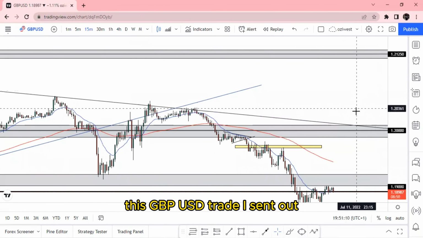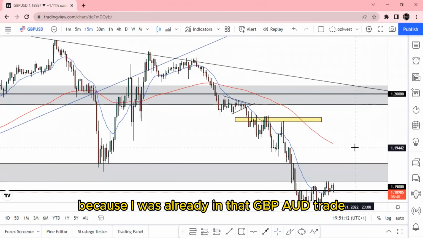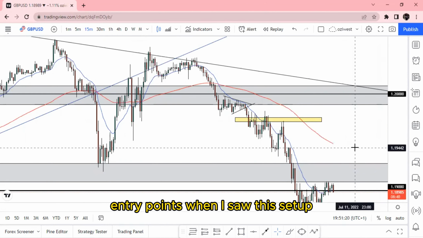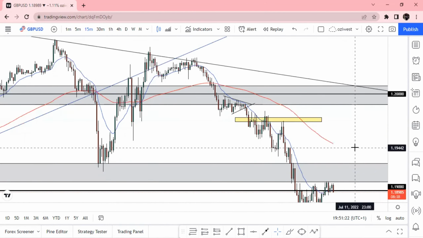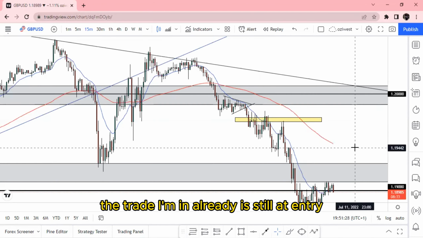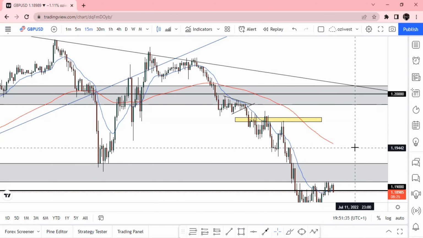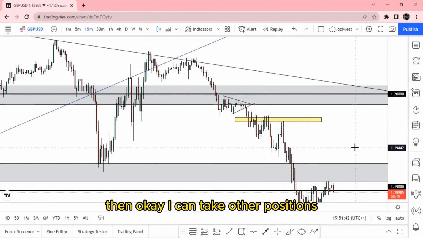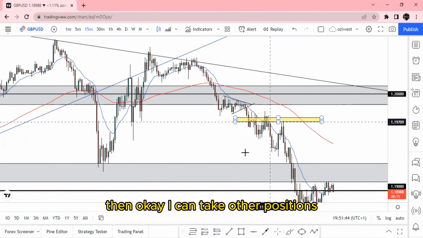This GBPUSD trade I sent out, I personally did not take the trade because I was already in that GBPAUD trade. I was already in that trade and the trade was still at entry point when I saw this setup. So I cannot enter another trade when the trade I'm in already is still at entry. I only enter another trade if I've moved my stop loss to break even and the trade is in profit. Knowing that I've already made that trade risk free, then okay, I can take other positions.